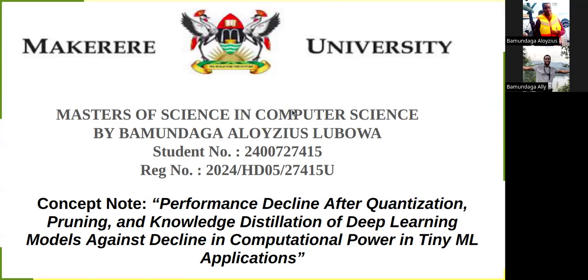So we're looking at performance decline after quantization, pruning, and knowledge distillation of deep learning models, against the decline in computational power in tiny machine learning applications. Tiny machine learning applications have different shortfalls when it comes to compression, because models are normally trained in larger sizes, and then they are compressed down to sizes that are suitable for smaller computation power.